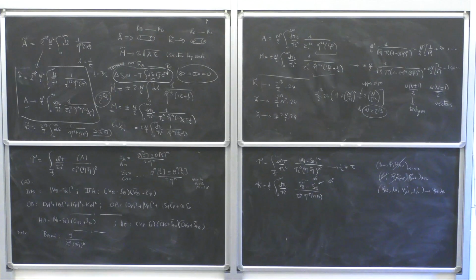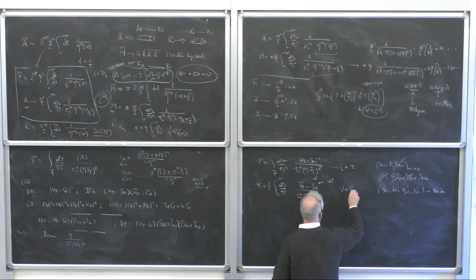So first of all, let's see that we didn't have any other choice. So suppose you want to say that, okay, I want to put here V plus S.